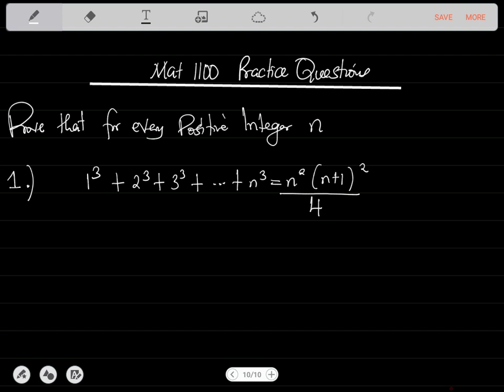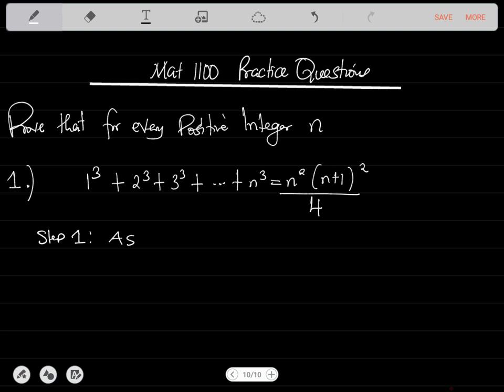Question number 1. Prove that for every positive integer n, 1 cubed plus 2 cubed plus 3 cubed plus dot dot dot plus n cubed gives us n squared times (n plus 1) squared over 4. So we always start with a base case, which is step 1.